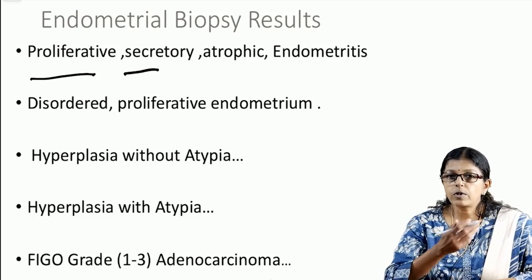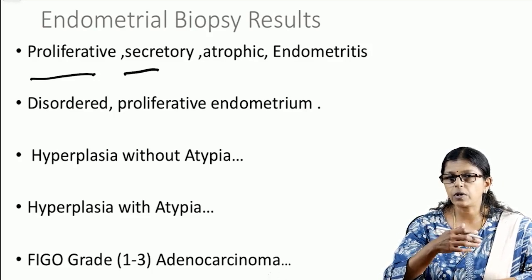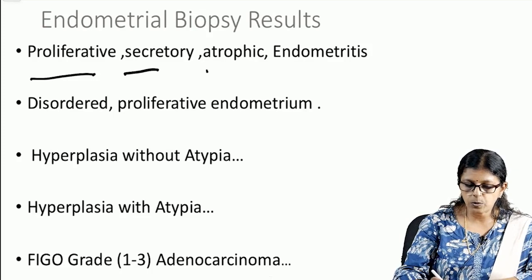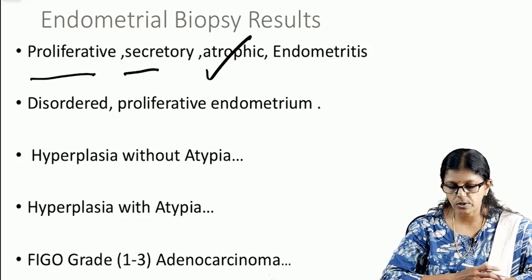Now suppose you have a postmenopausal lady who has had menopause for 5 or 6 or 10 years and then she comes with bleeding PV. If you do a sampling, sometimes you might get a report of atrophic. It is not very common to get that in a premenopausal woman.